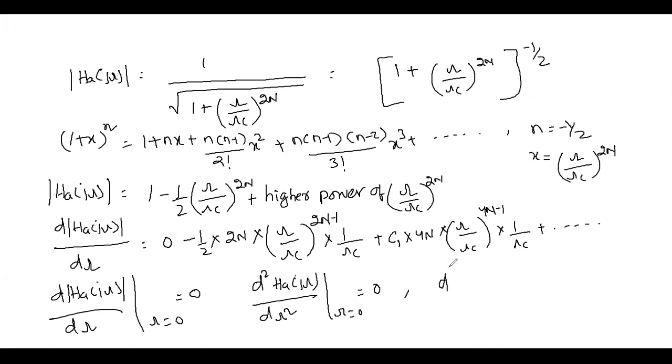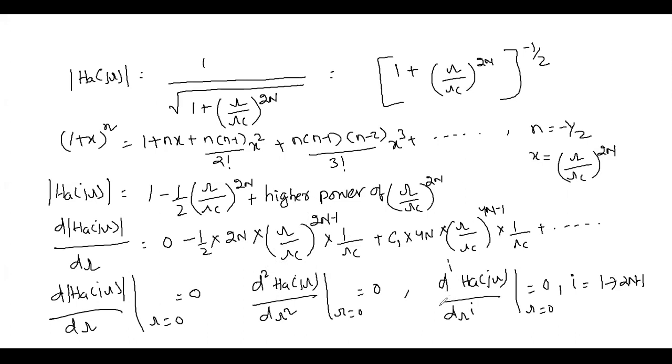If you go like this, d to the i of H of j omega by d omega to the i for omega equals to 0, where i is 1 up to 2n minus 1. First 2n, then 2n minus 1, then 2n minus 2, it will go like this. And when it is the derivative of order 2n, we will get some constant.